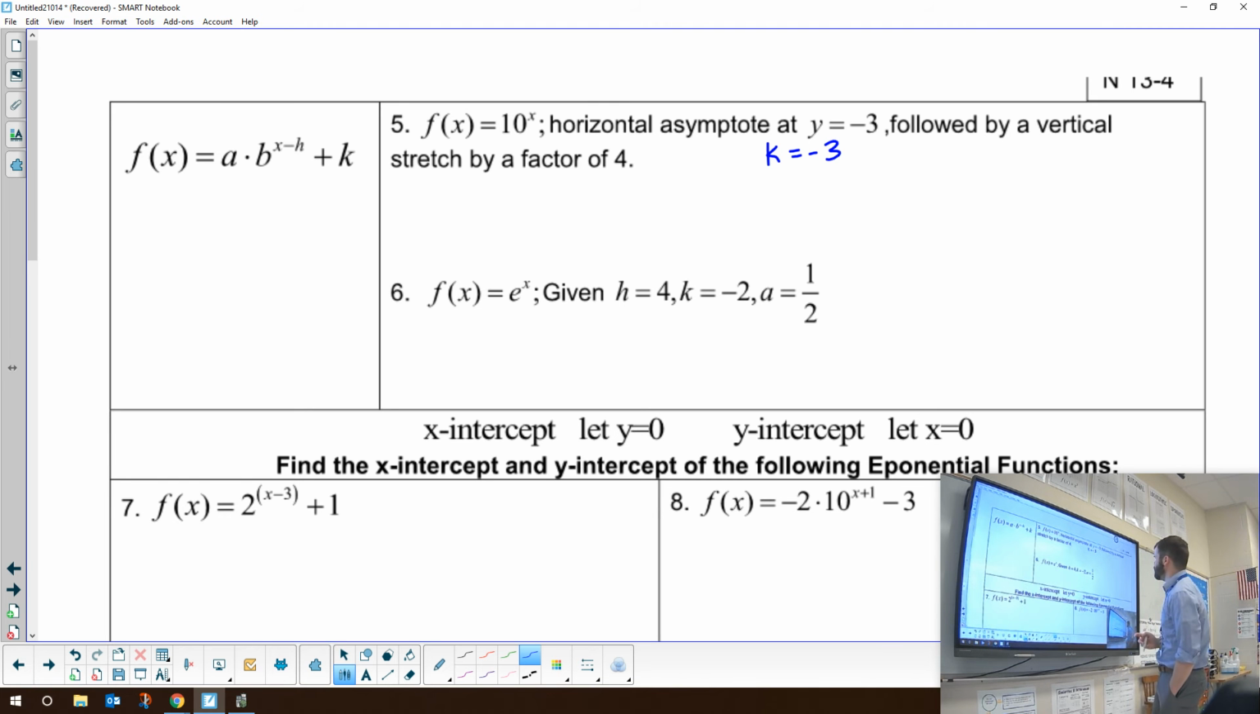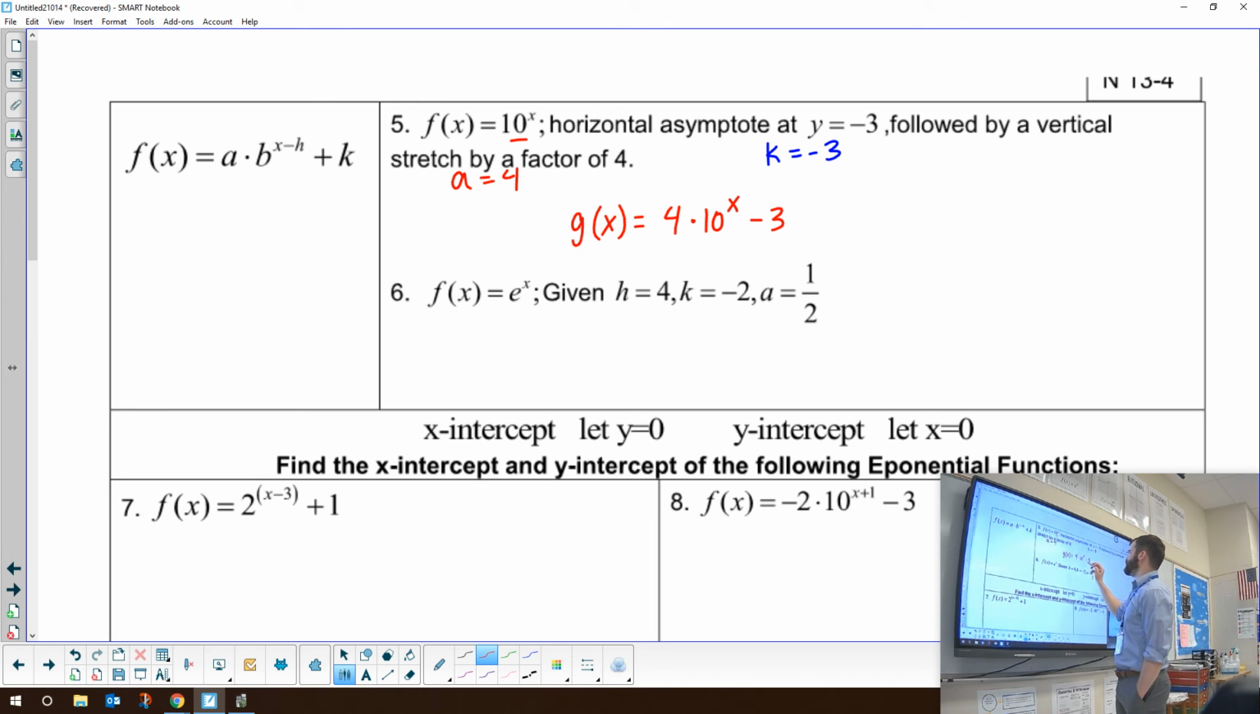So my k equals negative 3 on this one, followed by a vertical stretch by a factor of 4. That just means that I have my a equals 4. So we can write this out. g of x equals 4 times my base is 10 to the power of x, and then a minus 3 here. Okay? Remember, if it's up in the exponent, if it's inside the exponent, it's your h. If it's on the outside down here, it is your k. All right, so there we go.